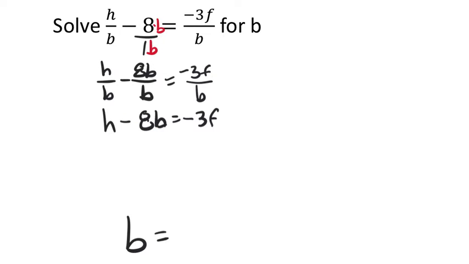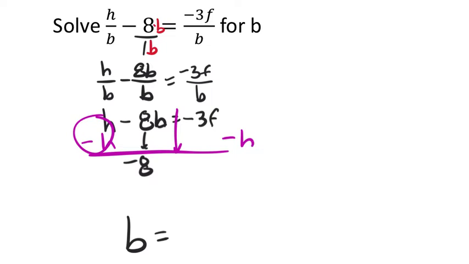Now, to isolate my B's right here, my -8B's, I want to get rid of that H. So I will, by using a principle of equality, subtract H from both sides. And I am purposely offsetting the -H there from the -3F because they're not like terms that I can combine. That zeroes out the H's. I can now drop my -8B, which equals -3F minus H.